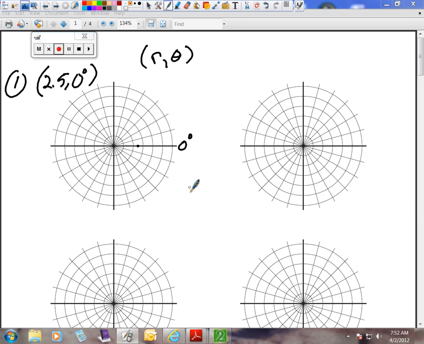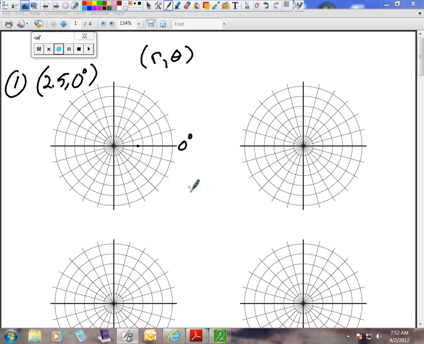R stands for what normally in any situation? Yeah, you should think of radius immediately. And that's what it is. It's a radius out to 2.5. And if you wanted to draw the radius of everything on that circle, you'd draw it all the way around. But all we want is a point.